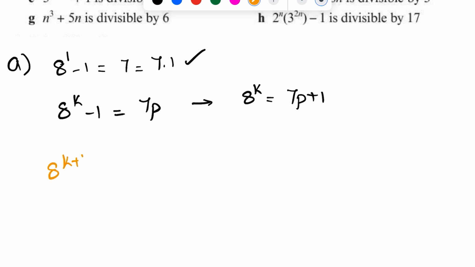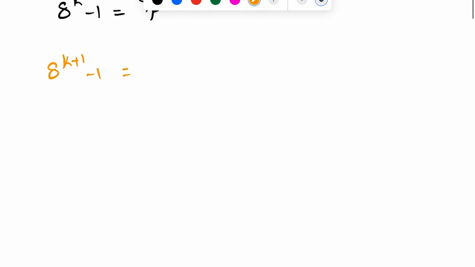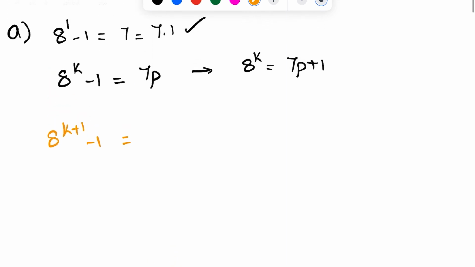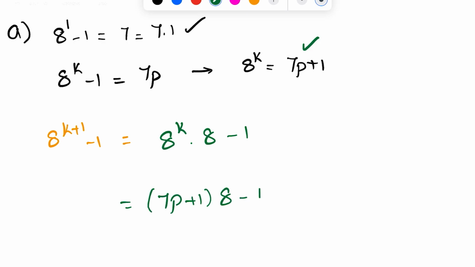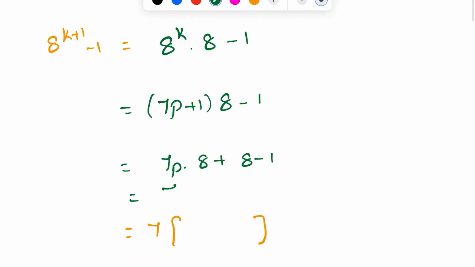8 power k plus 1 minus 1 should be proved as 7 times something. So 8 power k plus 1, how can I write it? As 8 power k times 8 minus 1. Just now we know that 8 power k is nothing but what? 7p plus 1 times 8 minus 1, which is 7p times 8 plus 8 minus 1, which is nothing but what? 7p times 8 plus 7.